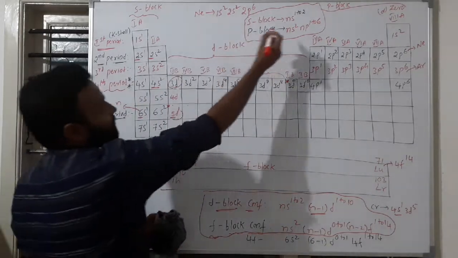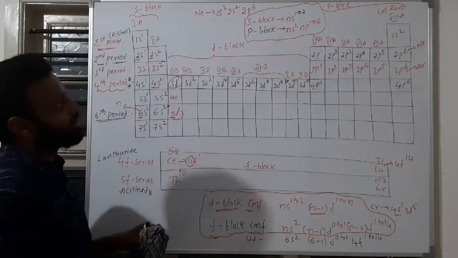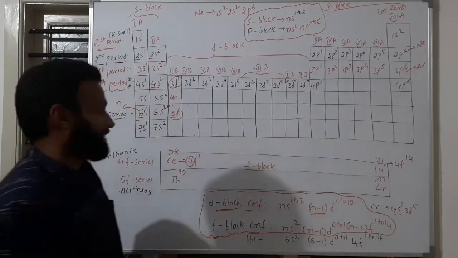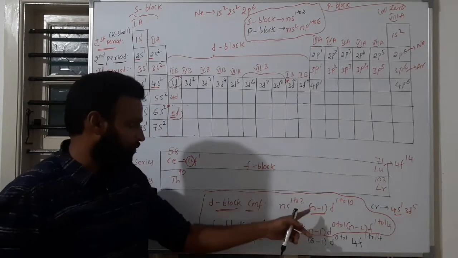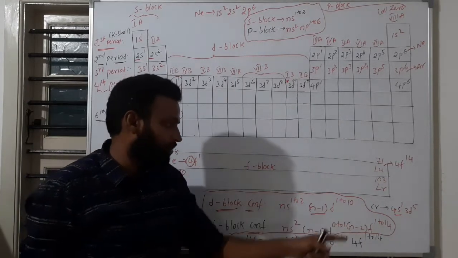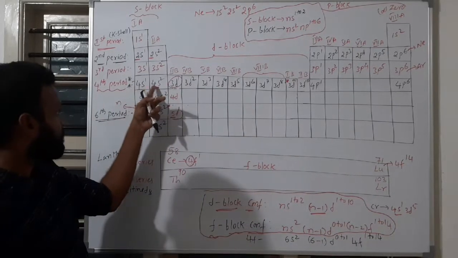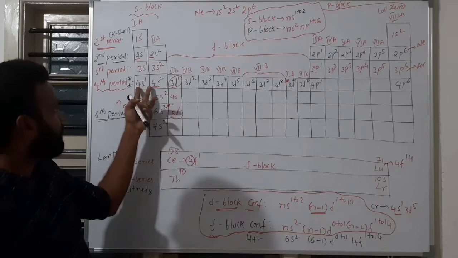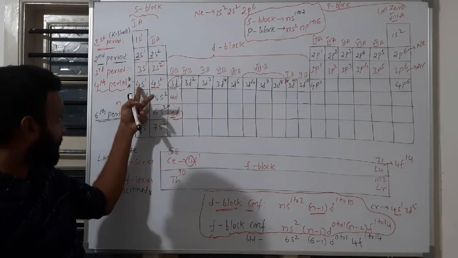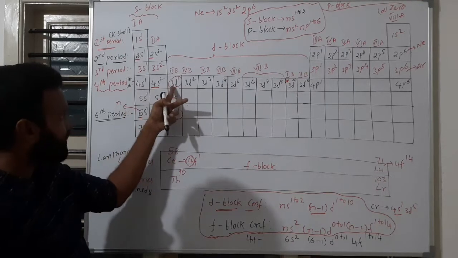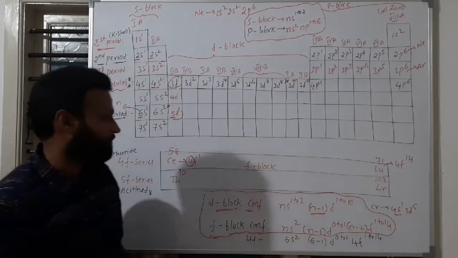So what is the s block configuration? ns 1 to 2. What is the p block configuration? ns2, np 1 to 6. Okay. And what is the d block configuration? ns 1 to 2, (n minus 1) d 1 to 10. Why is n minus 1 written, understood? Because suppose 4s here, the n value is 4, and here the n value is 3. So if the n value is 4, here it is n minus 1, that is 3. So 4 minus 1.